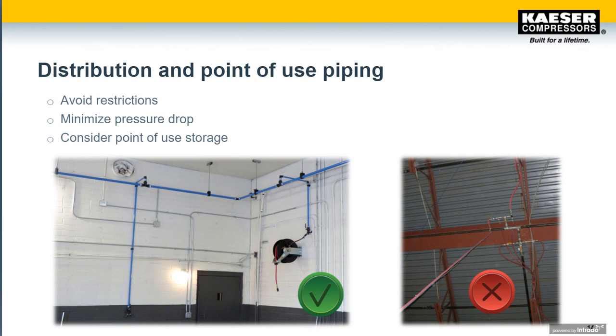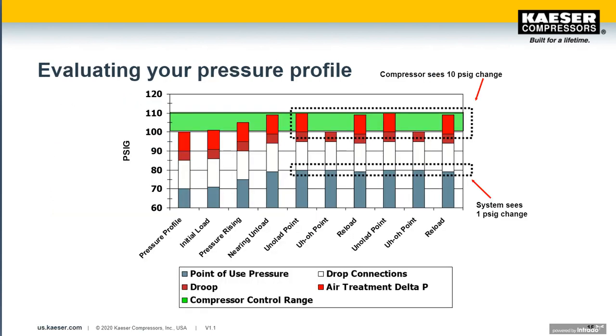Keep in mind, too, that point-of-use storage can be a huge success at keeping the demands from adversely affecting your supply or one demand from affecting another. In this pressure profile example, the compressor is actually short cycling. If we measured pressure only at the compressor, we would see a 10 psi swing between load and unload. By measuring farther out in the system, we would find that the 10 psi swing at the compressor is being driven by a 1 psi change in the system. So that's that blue block we've highlighted there at the bottom right.